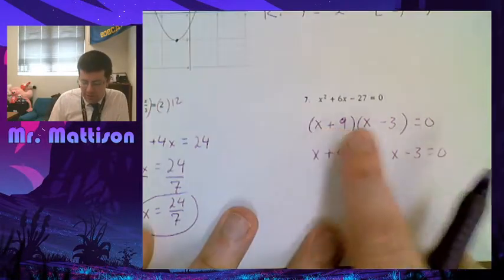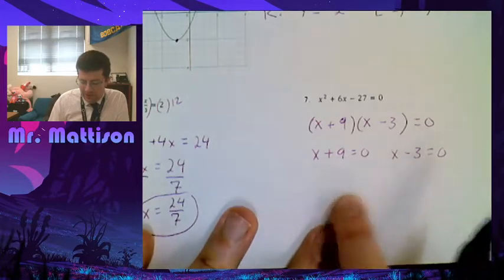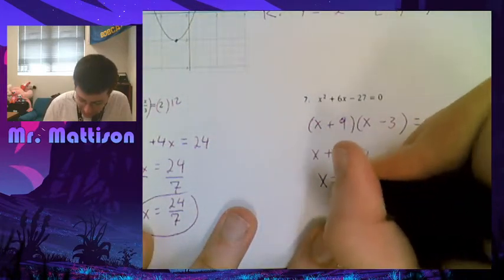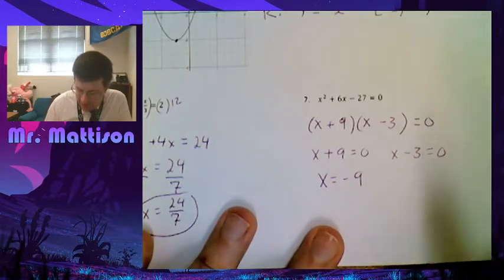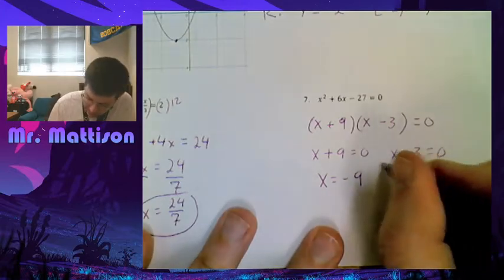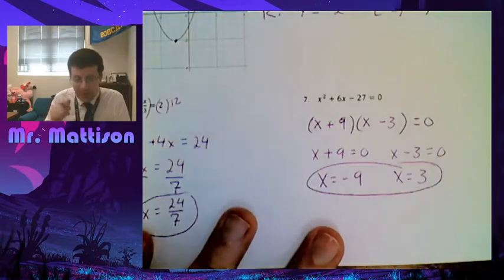So I set both of these equal to 0, and now I can solve these for my two x's. Subtract 9, I get x equals negative 9. Over here I add 3, x equals a positive 3. So those are my two solutions for x.